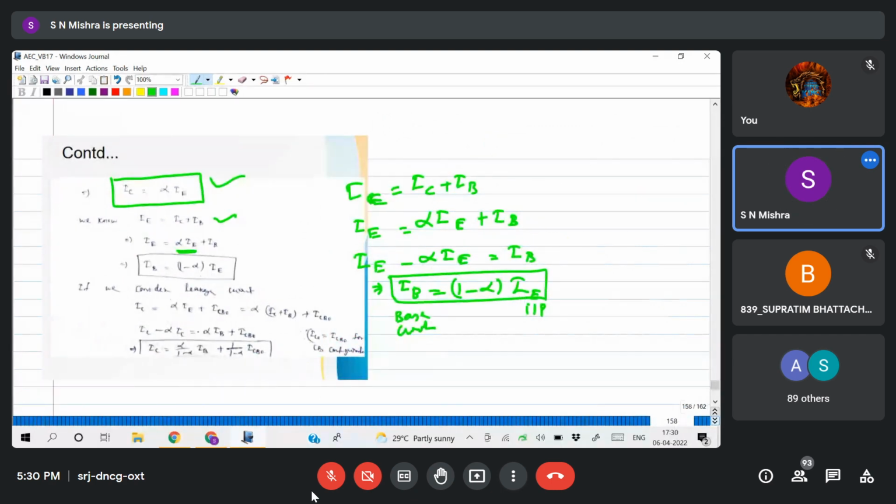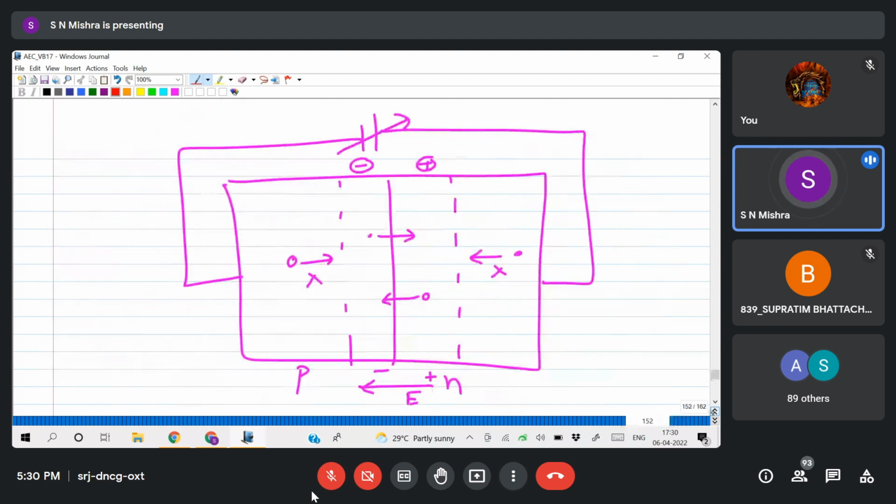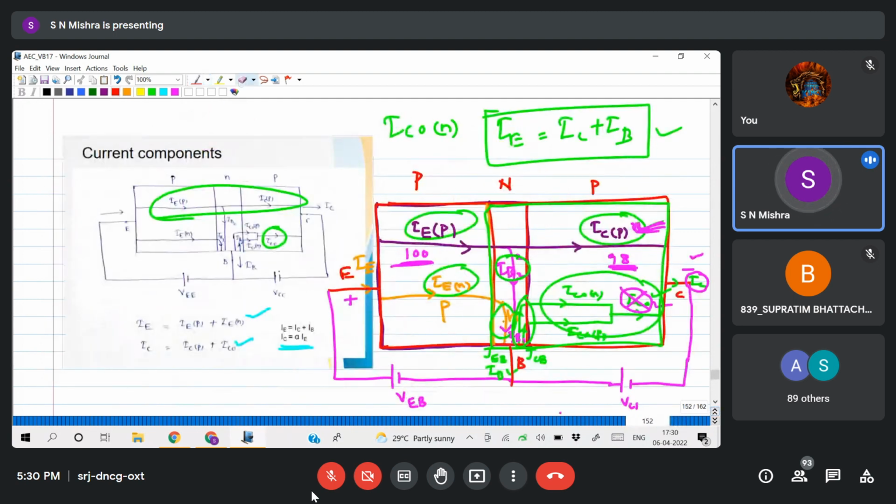See here, IC equals alpha IE, right? Go to the figure again. See here, the IC current: if I apply KCL at this point, this current, this current, this current, two are incoming currents and one is an outgoing current. So the outgoing current IC equals ICP plus ICO.